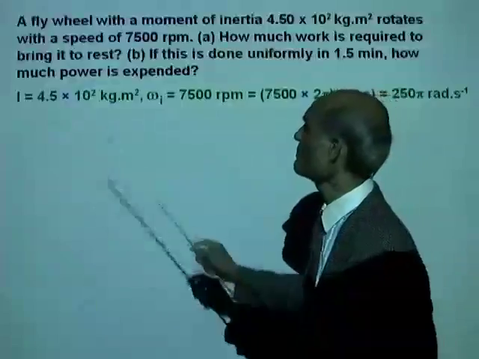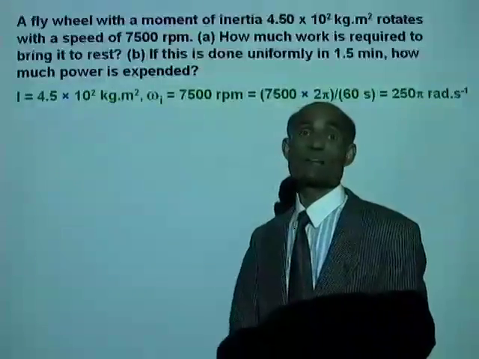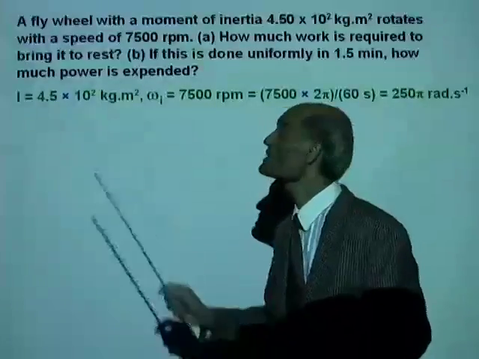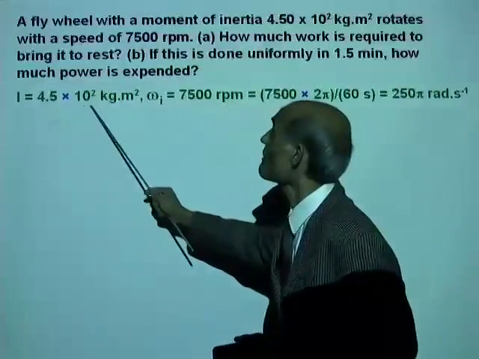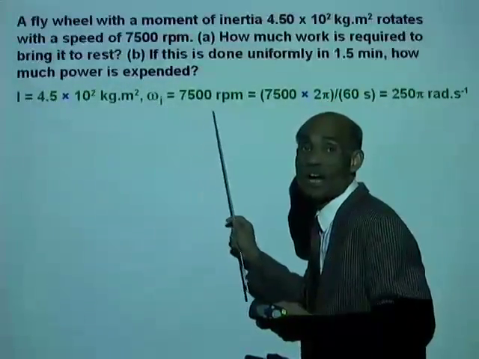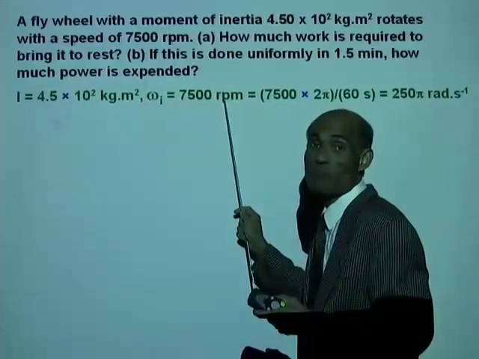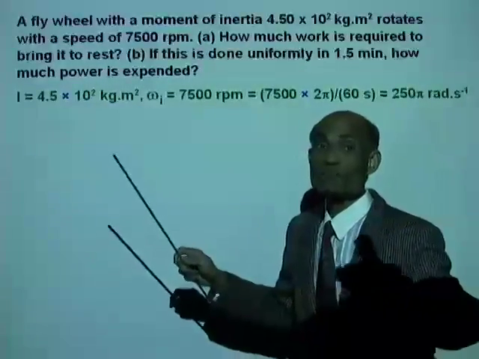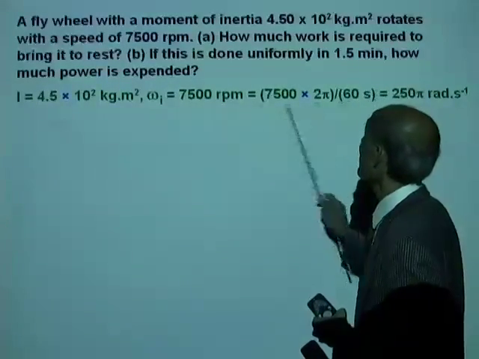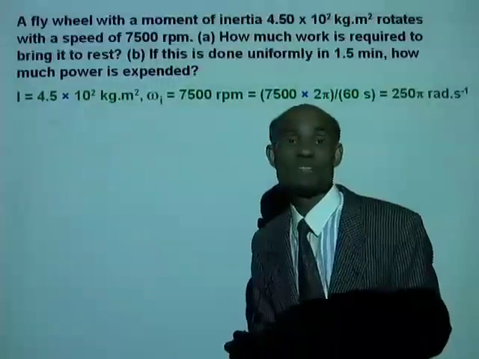It's a two-step problem. First of all, the moment of inertia of the wheel is given to us. I equals 4.5 times 10 to the power of 2 kilogram meter squared. The initial angular velocity, omega I, is 7,500 rpm. Convert that to radian per second. So multiply by 2 pi, divide by 60. So omega I is 250 pi radian per second.